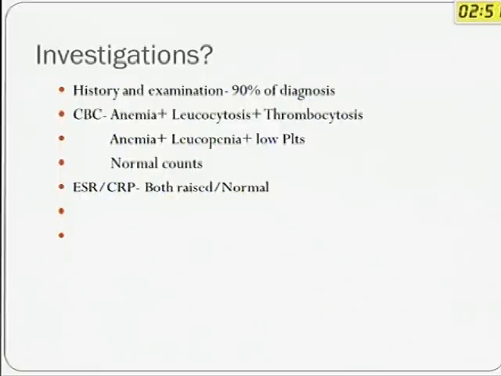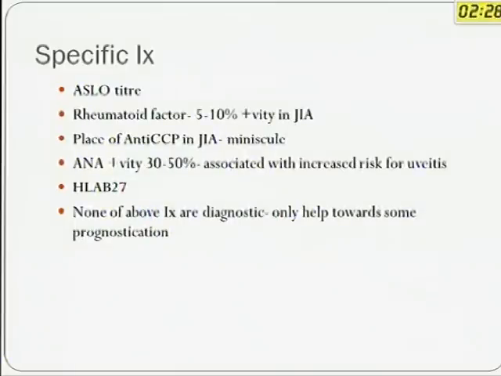So, a count can quite often be normal, especially in oligoarticular disease. You can get features of inflammation: anemia, leukocytosis, thrombocytosis helps if you get it. Or you can get this picture, which means you need to send to your pediatrician, ask them to do a bone marrow. ESR and CRP can be normal, can be raised. So the presence of normal counts and ESR does not exclude arthritis.